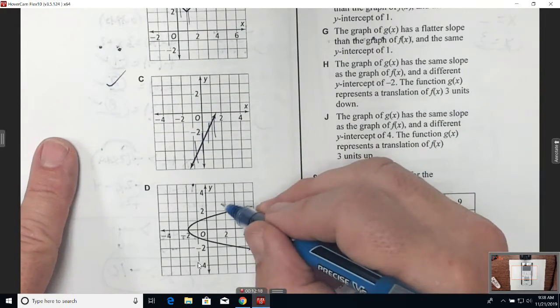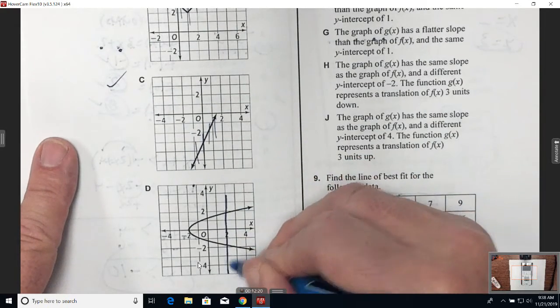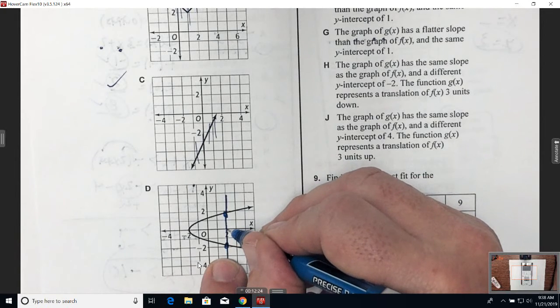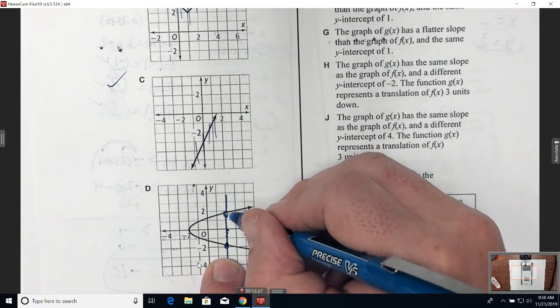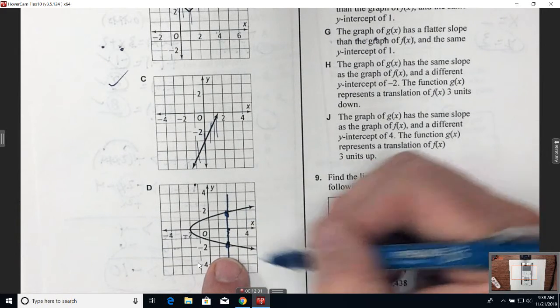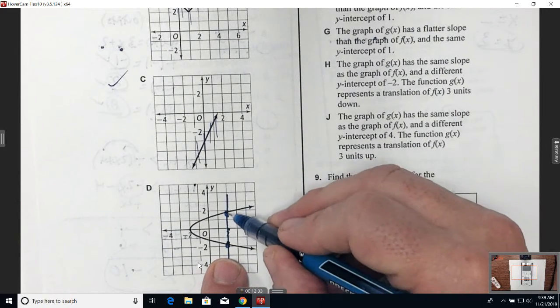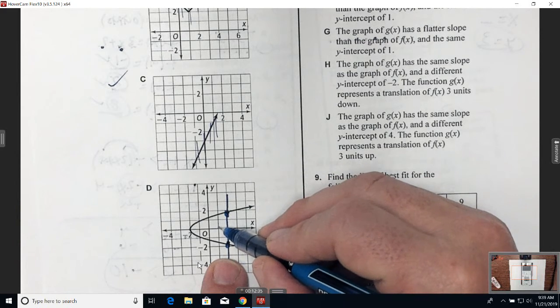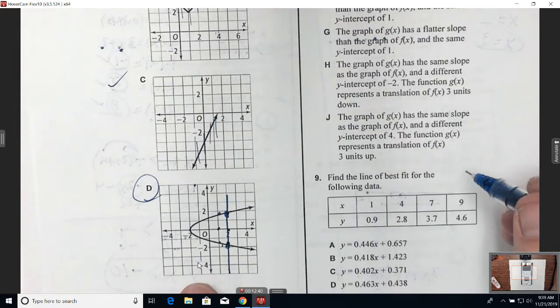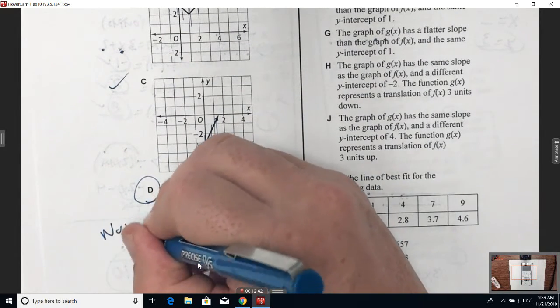The one that's not a function is D, because if I put a line straight down it, it hits 2 points. For that one input of a 2, it had an output of a 1 point something and a negative 1 point something. It would not be a function if you input a value and get 2 different outputs. So that is not a function.